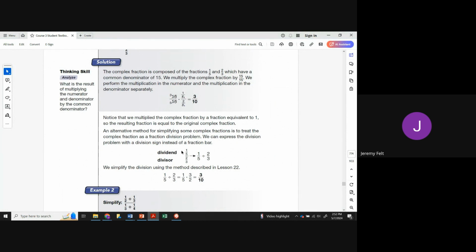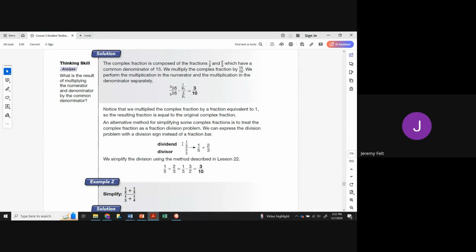So again, dividend and divisor. How I remember those is divisors in the denominator. We don't use those terms all the time, at least I don't, but it's important to remember what's the dividend and what's the divisor. And then, the way we looked at it, we end up with 3/10 doing it that way as well.